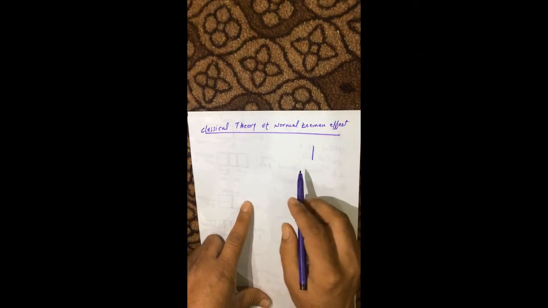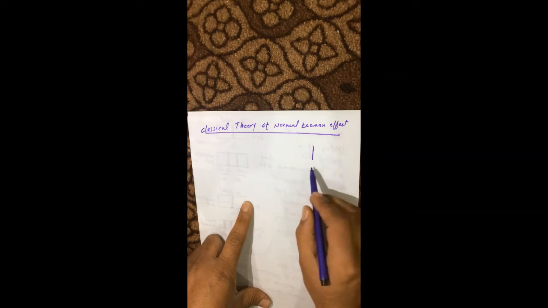Okay, next we will discuss the classical theory of normal Zeeman effect. What is a normal Zeeman effect? A normal Zeeman effect is when a spectral line, a single line, is passed through a strong magnetic field, and if this is observed in a direction which is parallel to the magnetic field, then this single spectral line is split into two component lines.